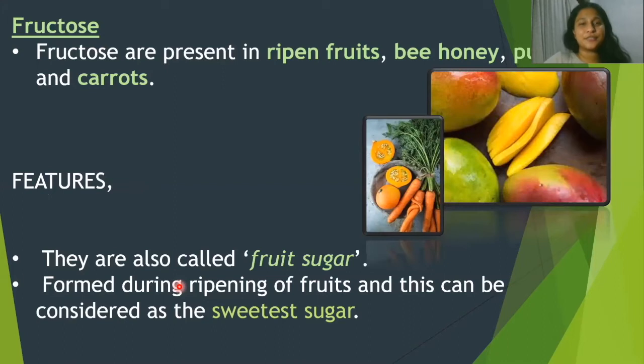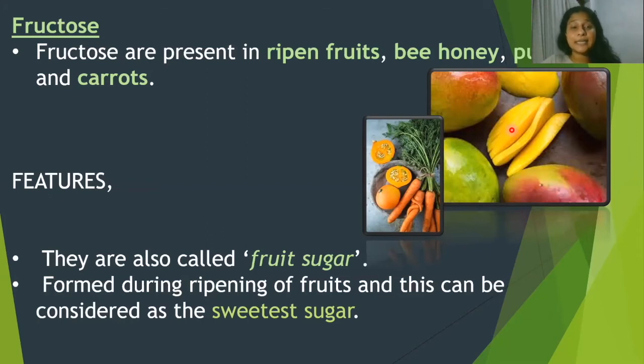And fructose is also present in ripened fruit, bee honey, pumpkin, and carrot. Here, fructose, you call it fruit sugar, right? Because it forms during ripening of fruits, and this can be considered the sweetest sugar. Just consider a very tasty mango. I know y'all can get the taste inside your mouth.